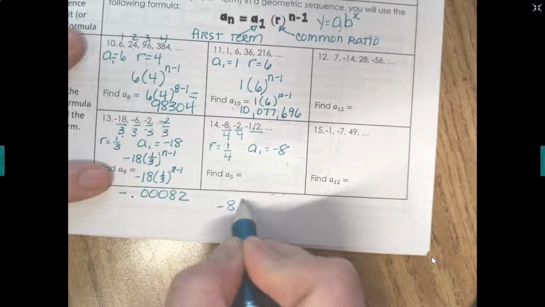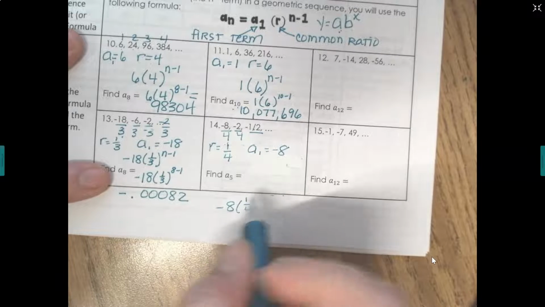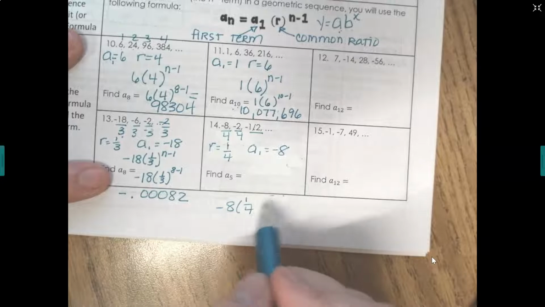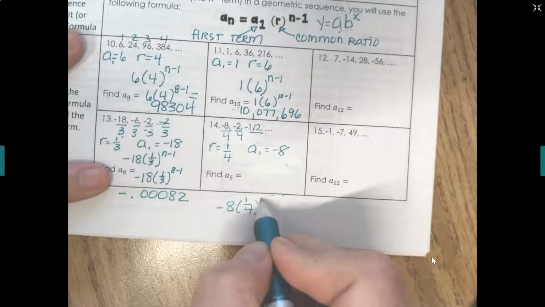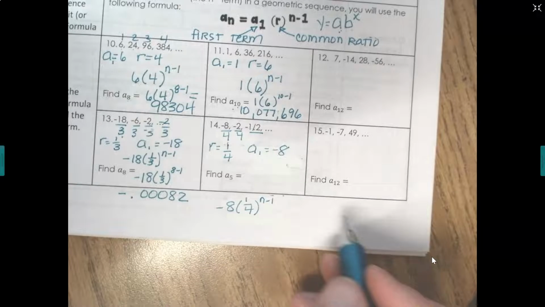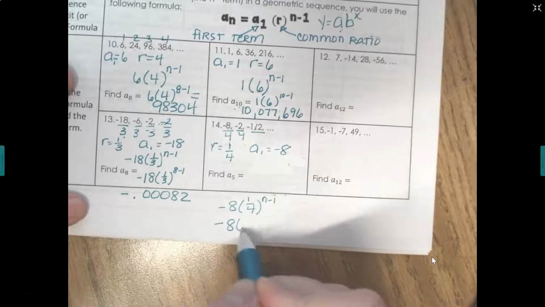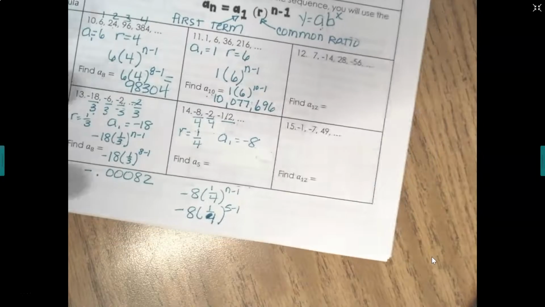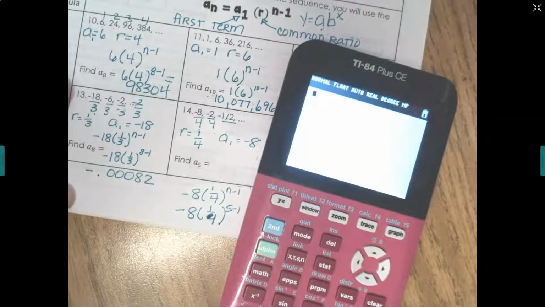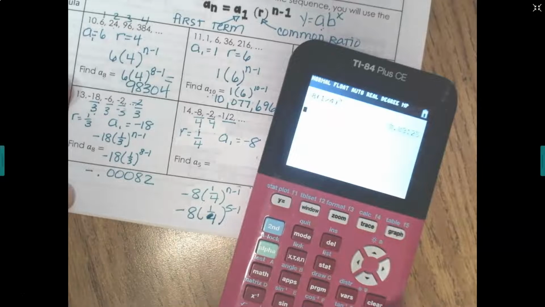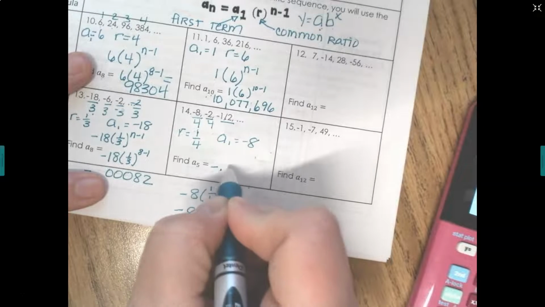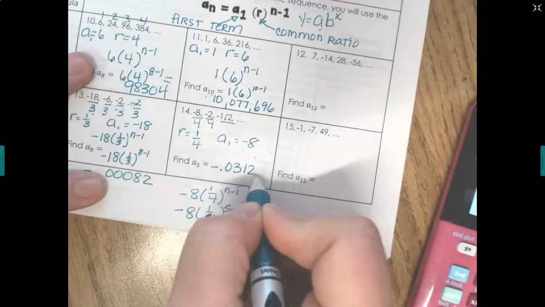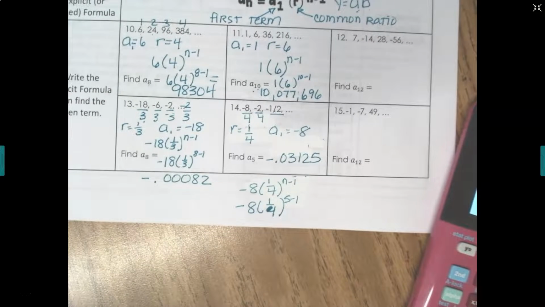So we'll take our first term times our multiplier. Remember I said it's a decay when it's getting smaller, so the number next to the exponent is less than 1, to the n minus 1. There's our equation. To find the 5th term, I'm just going to plug 5 in. That's 1/4 raised to the 5 minus 1. And I'm going to use my calculator. 1 divided by 4 for my fraction raised to the 4 is negative 0.03125. Okay, hopefully we're finding these to be pretty easy to plug in and find terms.